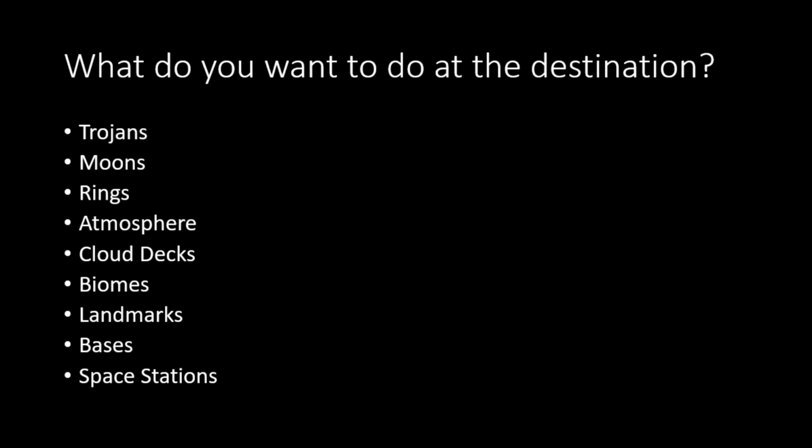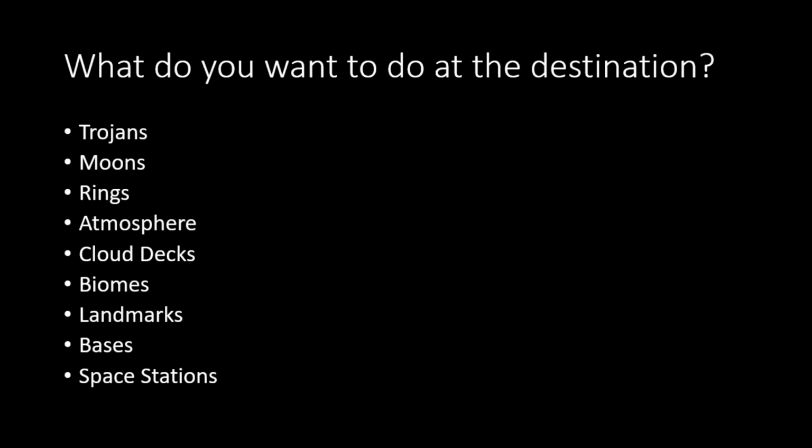Then we got the rings. So what we're going to do is we're going to go through a ring gap on Saturn. So let's just put Saturn ring. And I'm going to leave a blank because we want to go between two rings. We definitely don't want to go through them. That's going to destroy the ship.